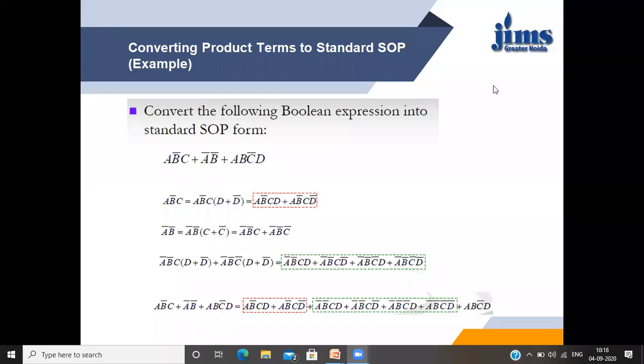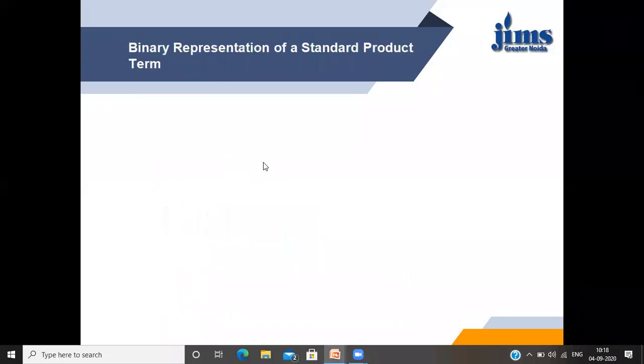That how to convert any sum of product into standard or canonical form of SOP. So, standard or canonical form is the form in which each product term has all available input variables. We have done this example in the last class, and now we are going to discuss how to represent the sum of product in the binary form. So, the topic is binary representation of a standard product term, that is SOP.